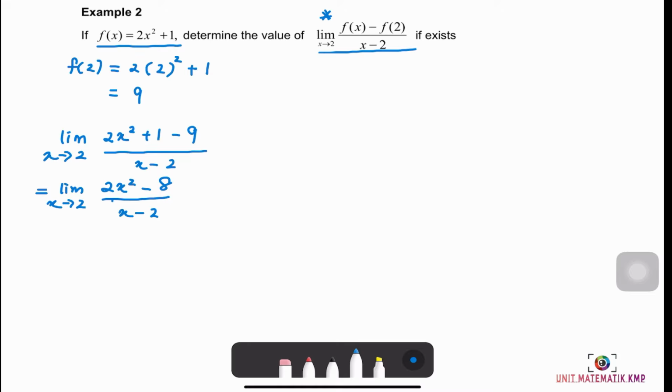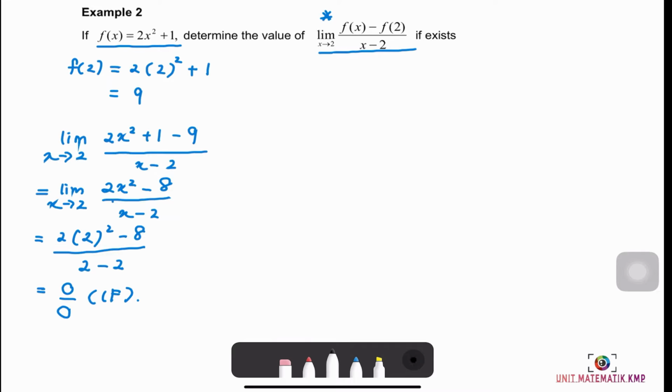Okay, so this one, if we substitute, we'll have 2 squared minus 8 over 2 minus 2. If we solve this one, we have 0 over 0, which is an indeterminate form. So we cannot solve this one. So what we do here is we need to factorize this step.